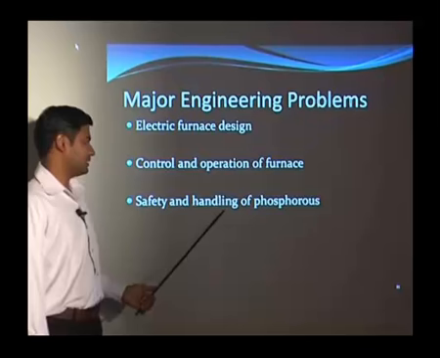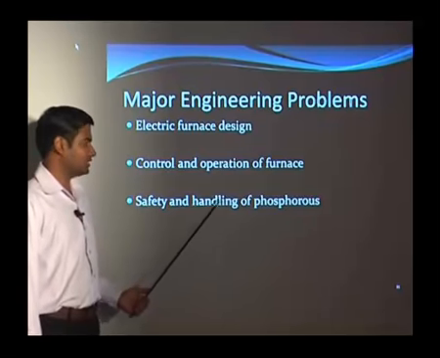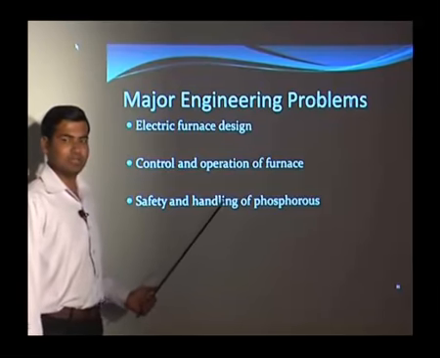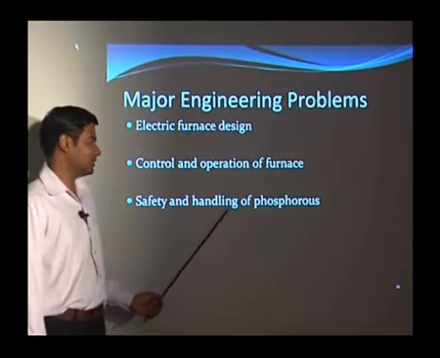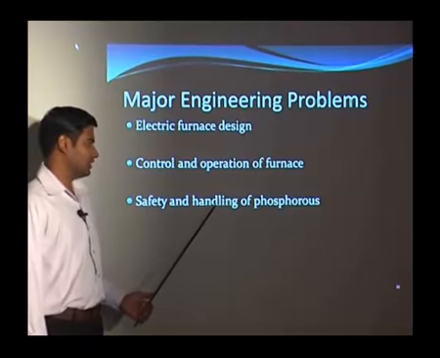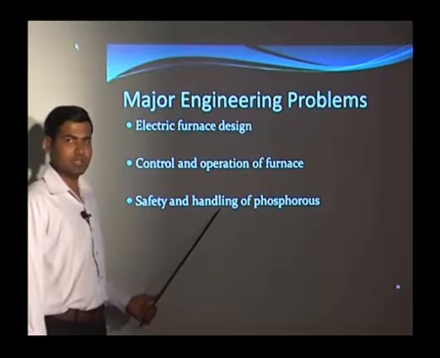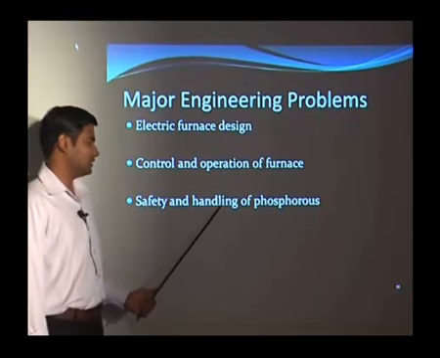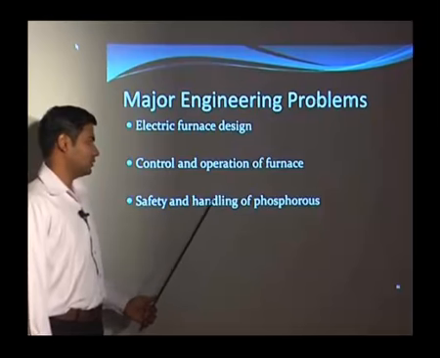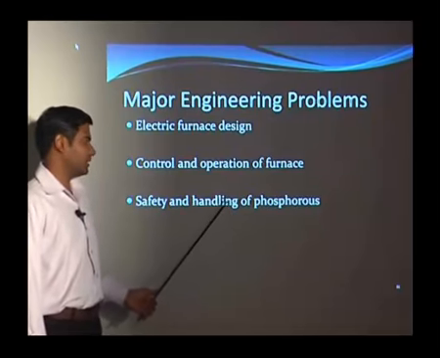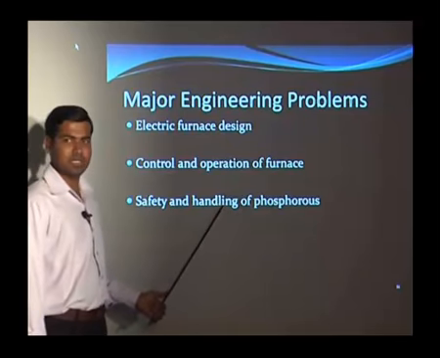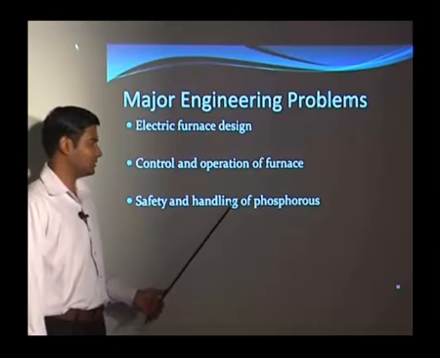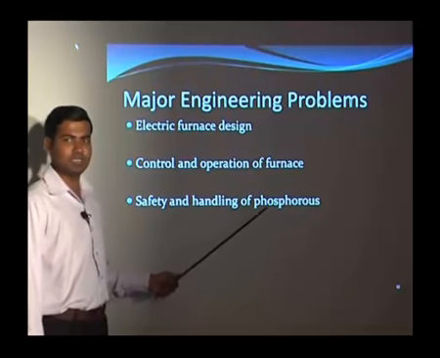Then the last is the safety and handling of phosphorus. As we saw earlier, when it comes in contact with oxygen, it burns spontaneously. So we always have to keep it under water. When we require elemental phosphorus for the production of different compounds, we have to handle it very, very carefully. Otherwise, if you don't require elemental phosphorus, it's better to convert it into a compound like phosphorus pentoxide, and then we can use it for other compound manufacture.